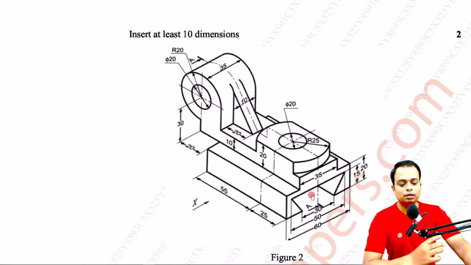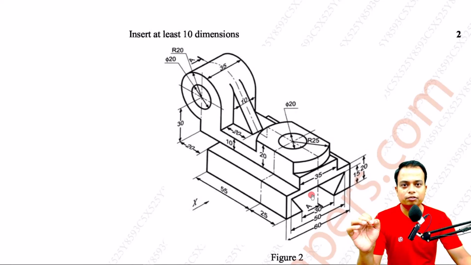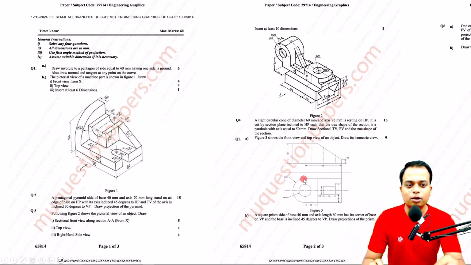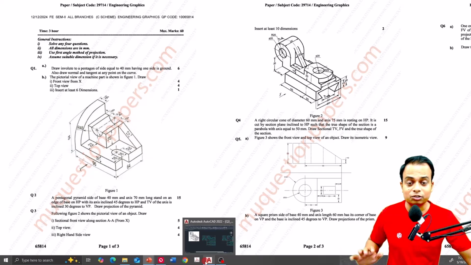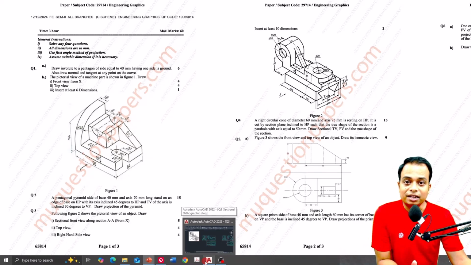Right hand side view is to the left of front view. So far so good. I'm not going to be giving you a very detailed step by step animation video on this. Instead, I will just show you the solution, because I have very little time.